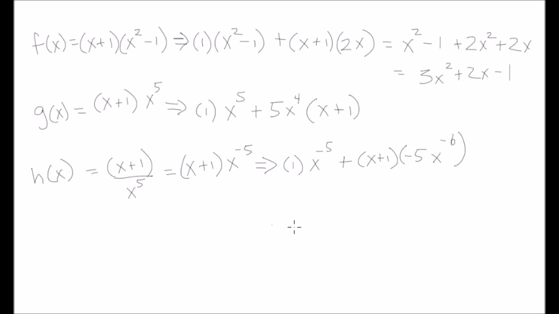So I now have the full derivative that I could write out if I wanted to, x to the negative fifth, and I can distribute this across.